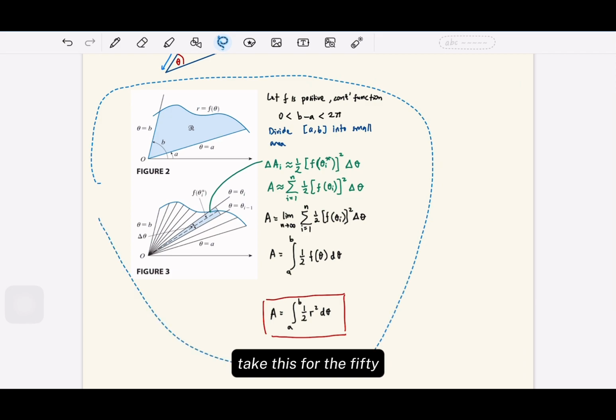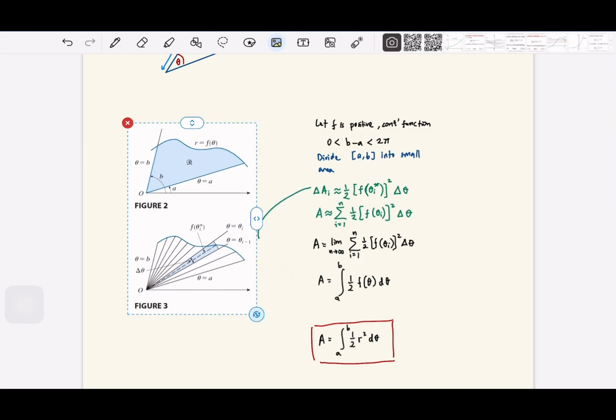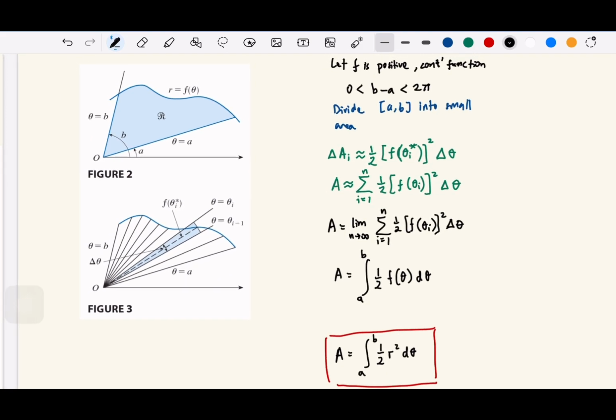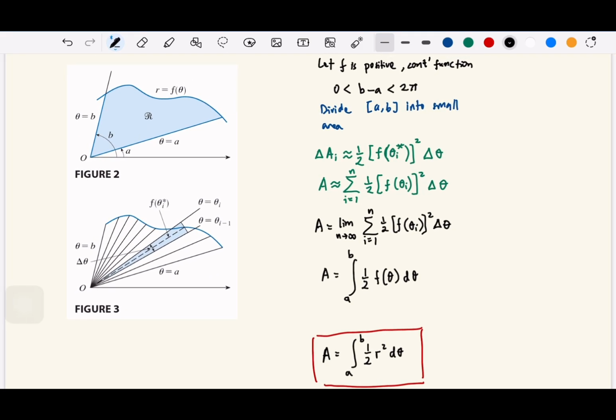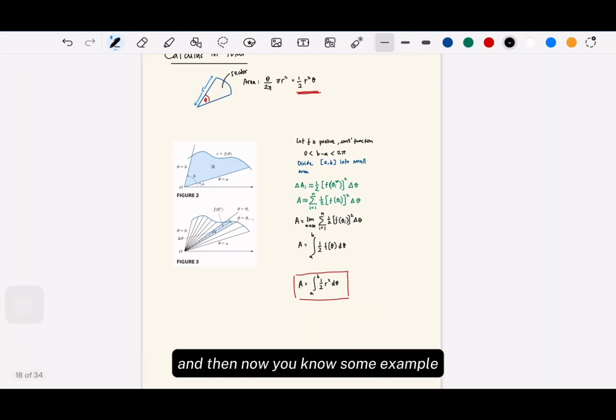Take this a little bit to the middle. Okay, and now some examples.